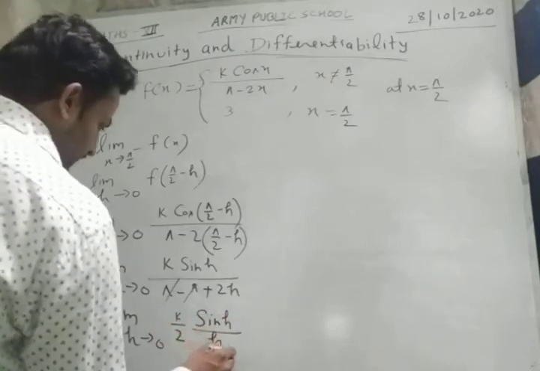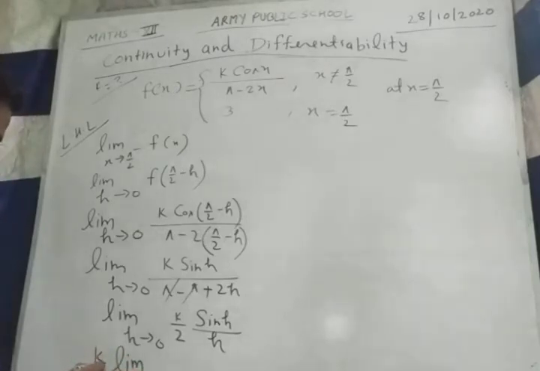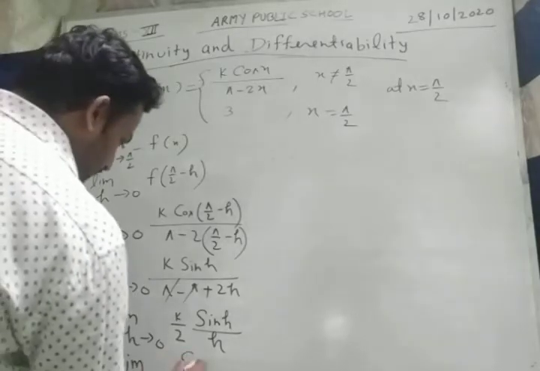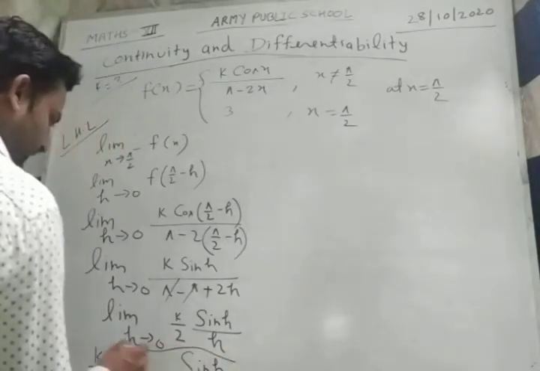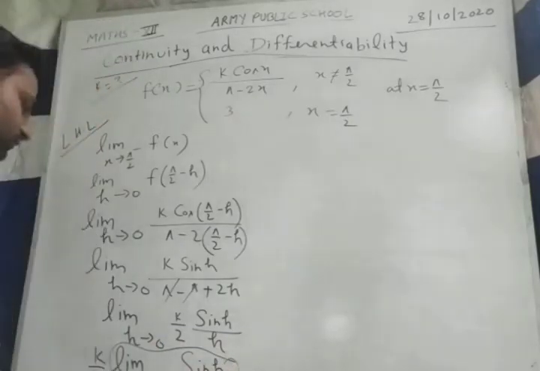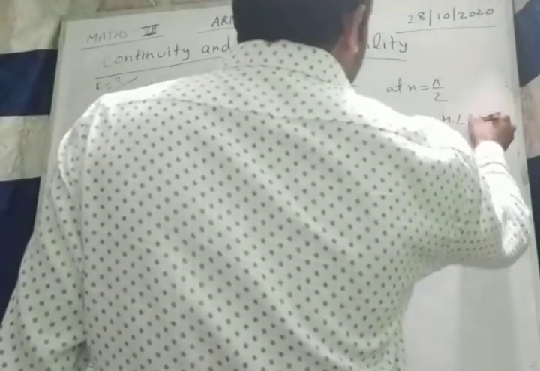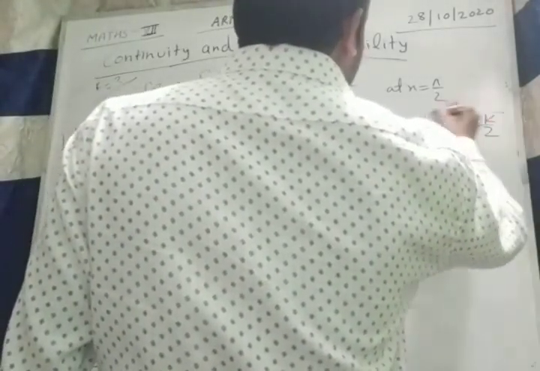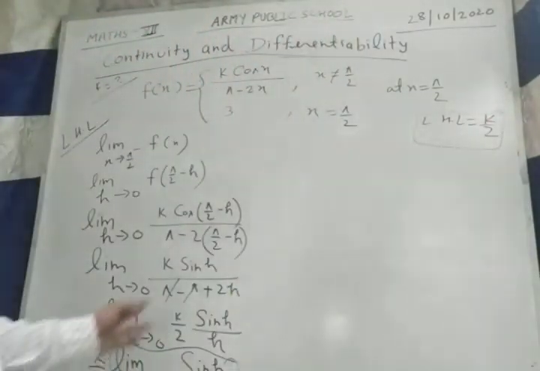Limit h tends to 0, k by 2, sin h by h. Limit h tends to 0, k by 2, sin h by h, and you know this is an identity. The value of this is equal to 1. So the left hand limit is k by 2.